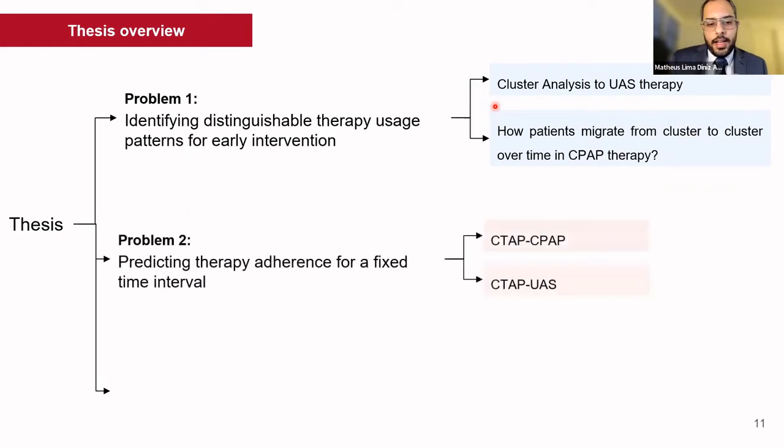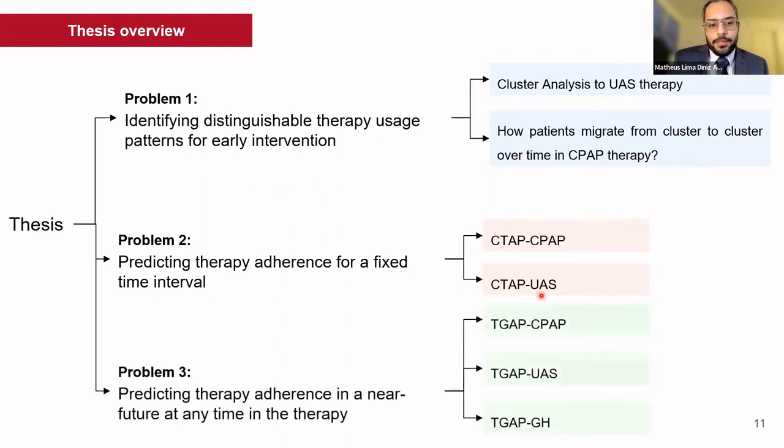Then I will provide a tool, a framework, to predict therapy adherence for a fixed time interval. And this tool is called CTAP, which means Continuous Therapy Adherence Prediction. And I will apply it to the CPAP therapy and to the UAS therapy. And finally, the last problem is that instead of predicting adherence at a fixed time interval, we are going to predict adherence in a near future time interval. And for that, we have the TGap approach, the Time Generic Adherence Prediction, which we apply to the CPAP, UAS, and growth hormone therapy.